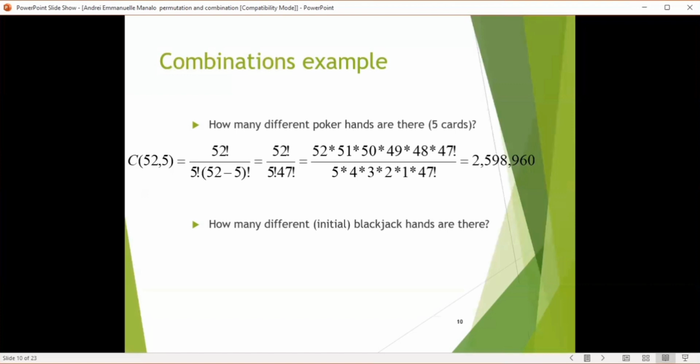How many different initial blackjack hands are there? C(52, 2) equals 52 factorial over 2 factorial times 52 minus 2 factorial, which equals 52 factorial over 2 factorial times 50 factorial, which equals 52 times 51 over 2 times 1, which equals 1,326.